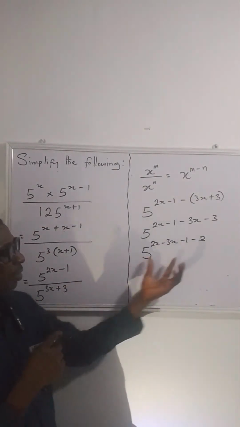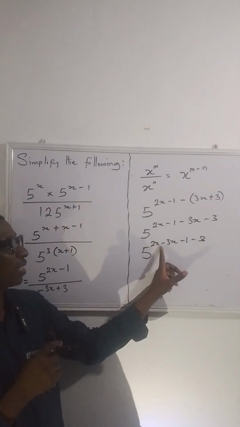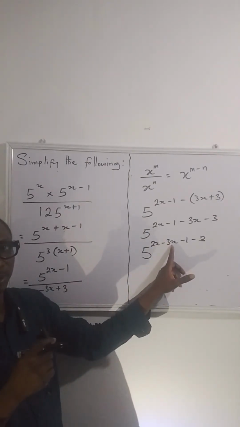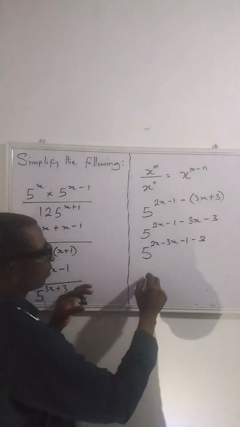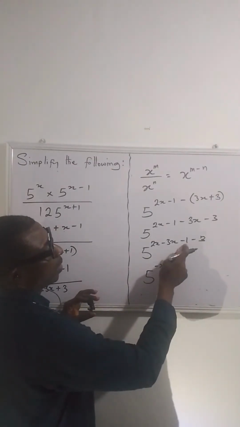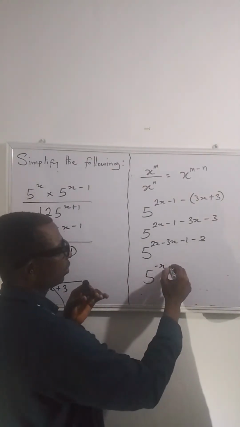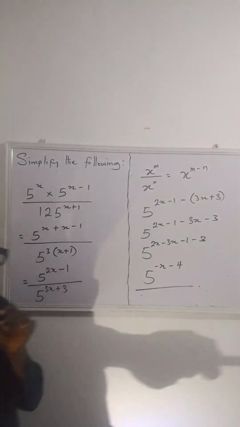Okay, I just try and collect the like terms. So now you have 2x minus 3. So what would that one give you? That's going to be minus x. So we have 5 raised to the power of minus x. And what do we have here? Minus 1 minus 3. That gives you minus 4. So now this is going to be the answer to the problem.